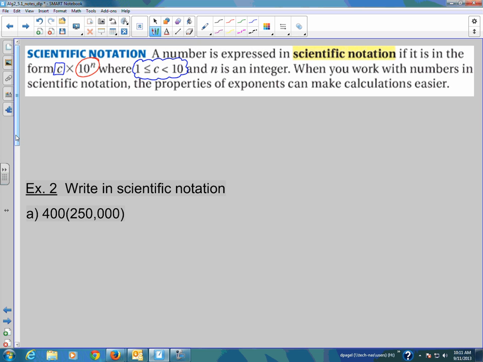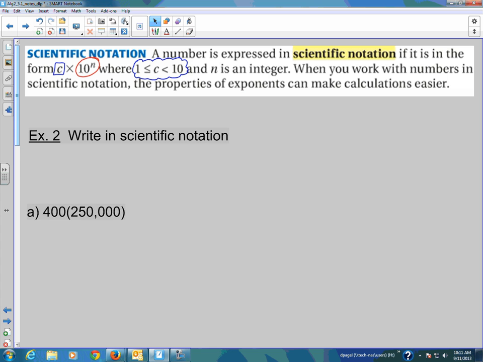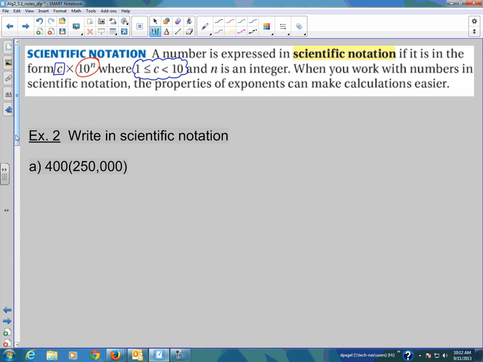All right, so again, being careful with the fact that I want my C value to be a number between 1 and 10. Here are some general rules with scientific notation. If C is less than 1, then n is negative.